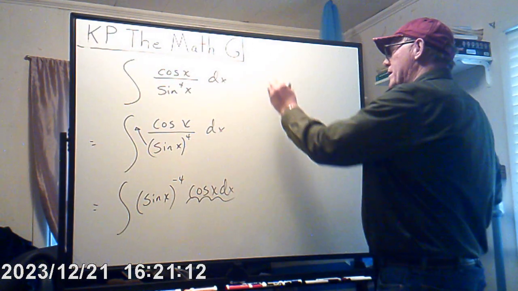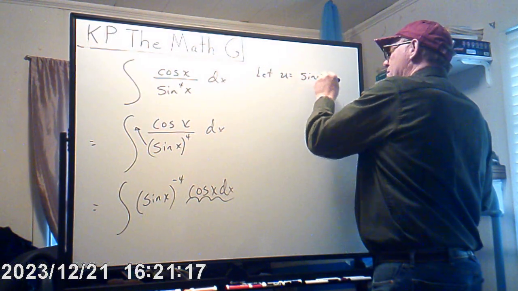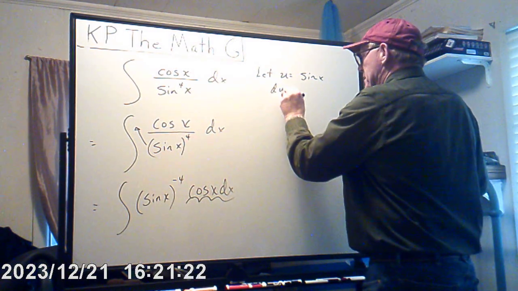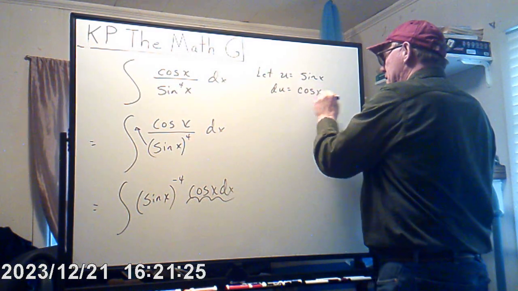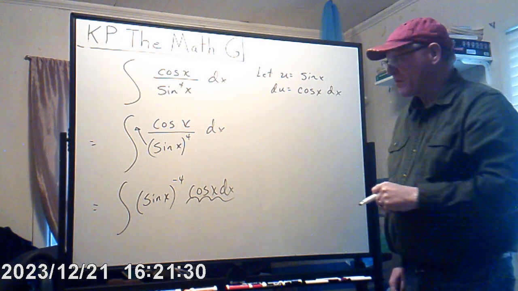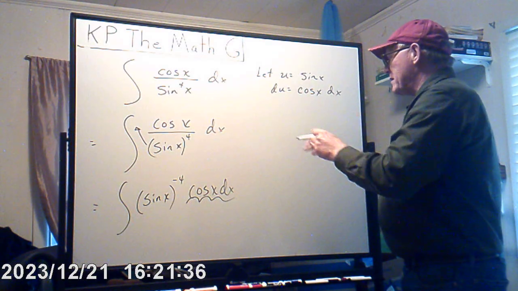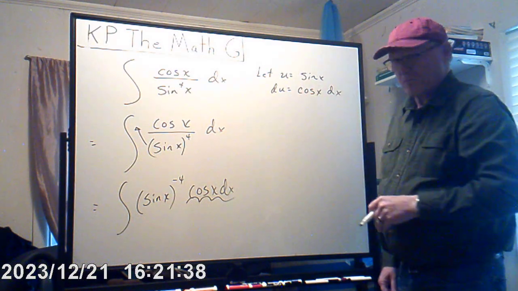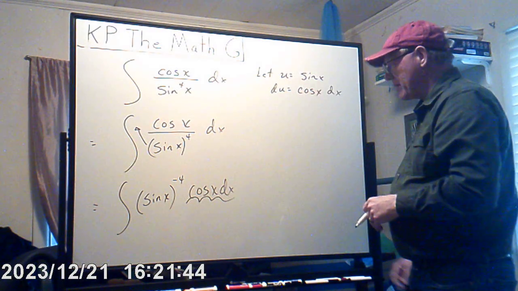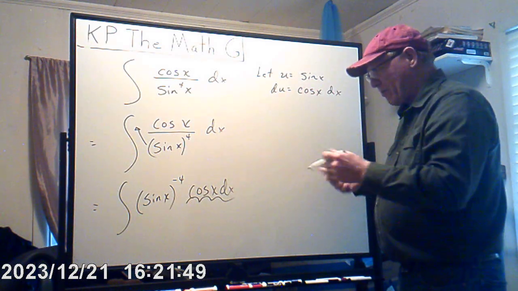Okay, let u be equal to sine x. Then du is equal to cosine x dx. The derivative of sine, I want to say, is, yes, cosine. The antiderivative of sine is negative cosine. Okay? The derivative of cosine is negative sine. So keep all those signs straight in your mind.